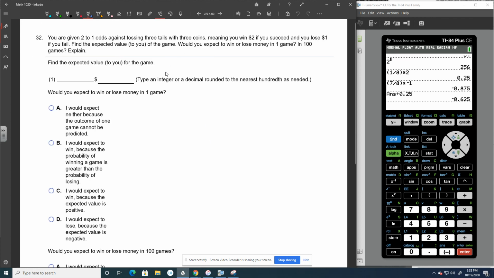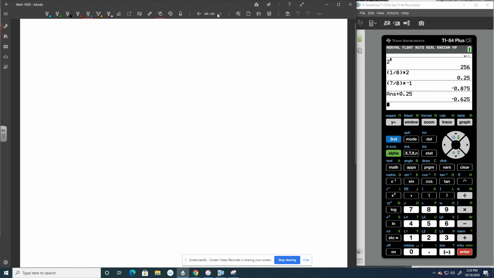Moving on. You are given 2-to-1 odds against tossing 3 tails with 3 coins, which means you win $2 if you succeed and you lose. This is exactly the same problem. We're not going to do another one because your answers are going to come out exactly the same as what we just did. So we're not going to do 2 problems.